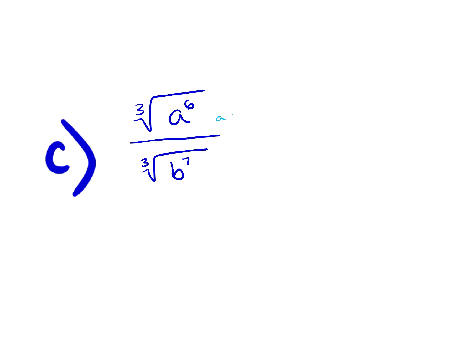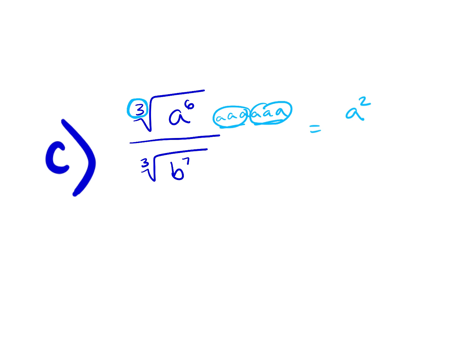How many a's do I have? 6. I'm circling how many of a kind? 3. So how many a's are going to come to the outside? 2, because I have 2 circles of a's. So how would I write that? A squared. Perfect. So now let's look at the bottom.